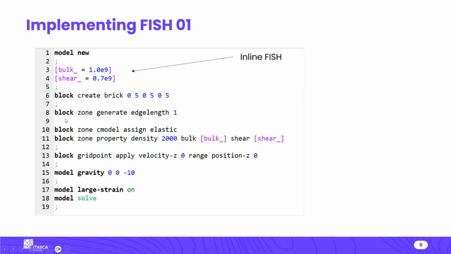You can define a bunch of variables at the top, or you can even have a bunch of calculations so that the bulk is a function of something. And then later on in the file, when you're using commands, you can use fish variable names instead of actual numbers.